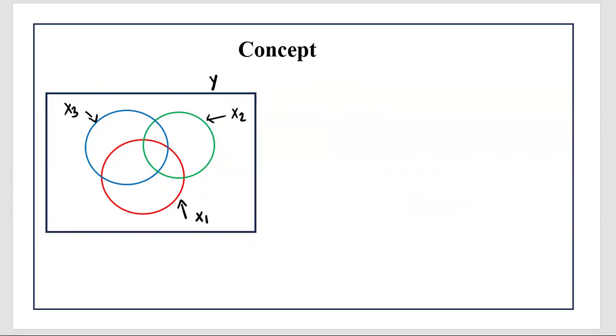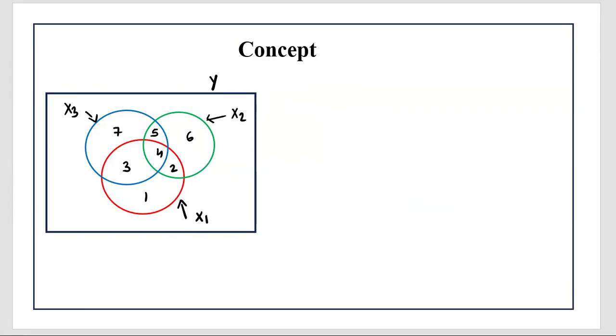This rectangle represents the total variation. This red circle represents the effect of x1. The green circle represents the effect of x2, and the blue circle represents the effect of x3. Now let us call this particular segment 1. Suppose this is 2, this is 3, this is 4, this is 5, this is 6, this is 7.